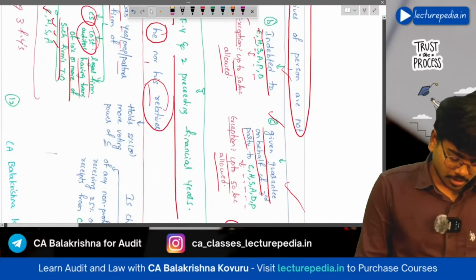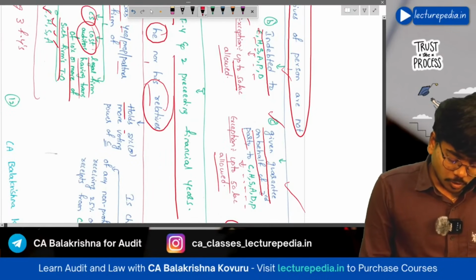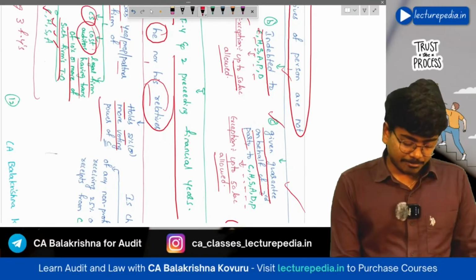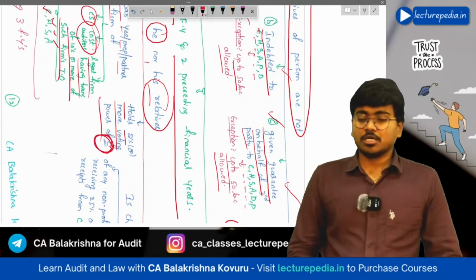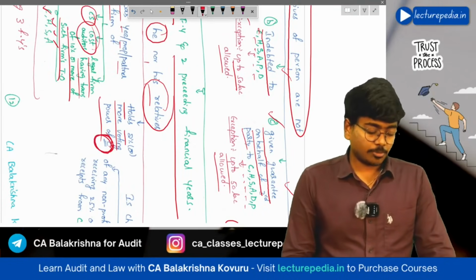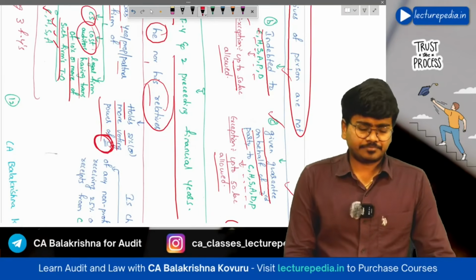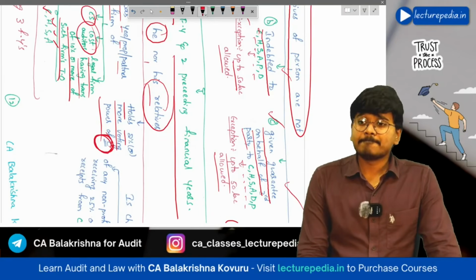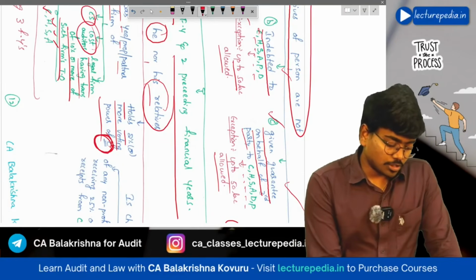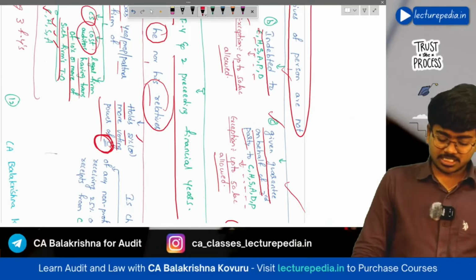Next, should not hold 2% or more voting power of the company. Here, for this, only the company. The person whom you are going to appoint as an independent director, or the relative of such person, should not hold more than 2% voting power in such company.